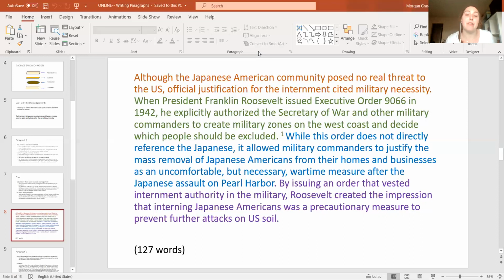By issuing an order that vested internment authority in the military, Roosevelt created the impression that interning Japanese Americans was a precautionary measure to prevent further attacks on US soil.